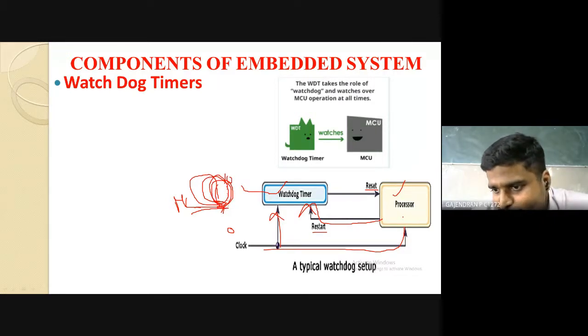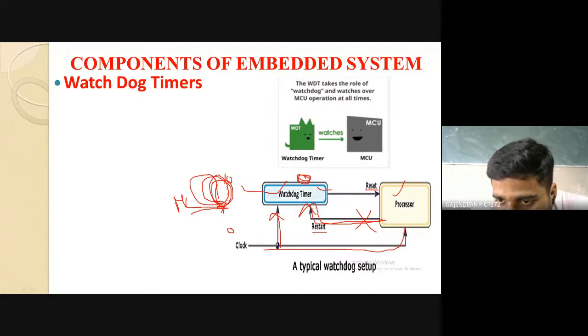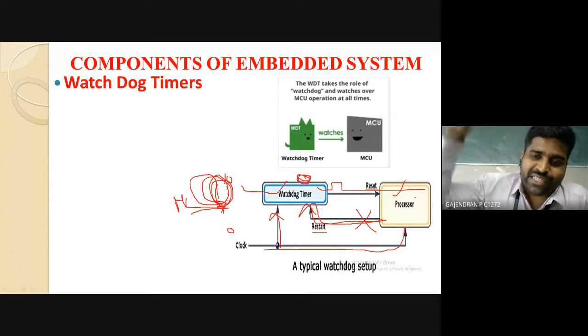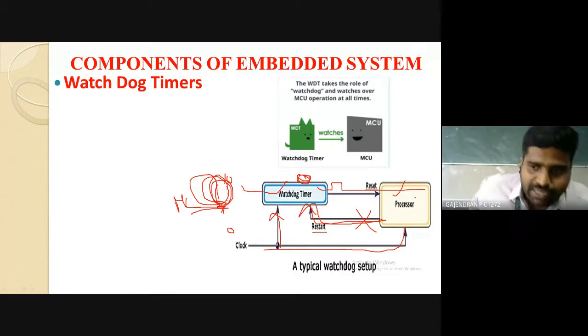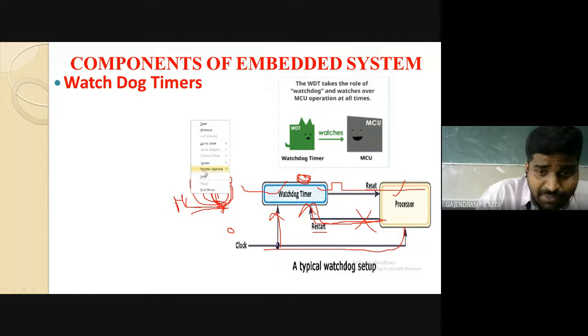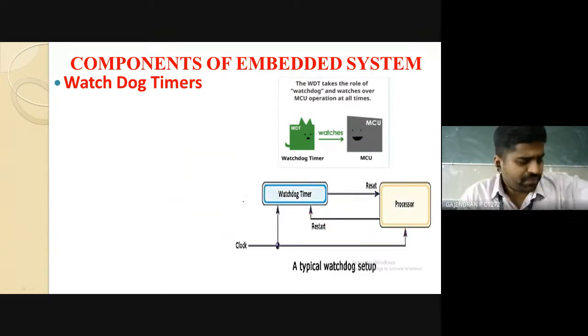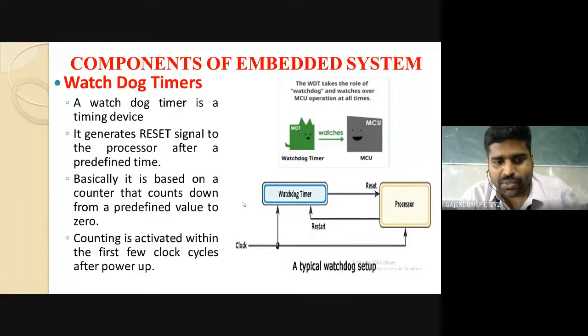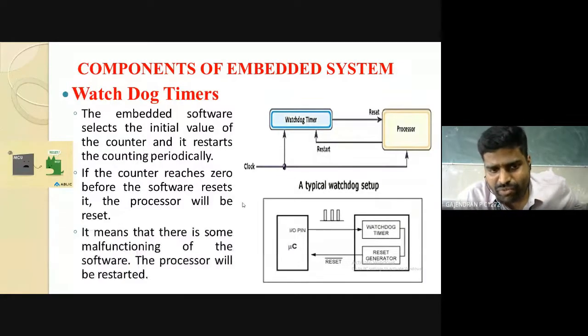But if my microprocessor fails to serve this signal and the watchdog timer reaches 0, immediately the watchdog timer will produce a reset signal to the processor. Thereby my processor will get reset. Then it will start running from some initial locations. Is it clear? That is enough, if I say more I will get bored. Okay sir? So this is what I have discussed. Please read it whenever you find free time.